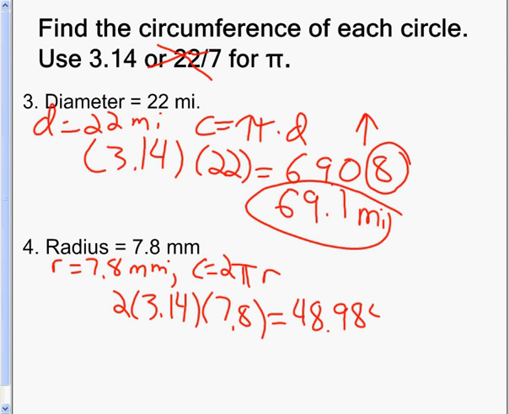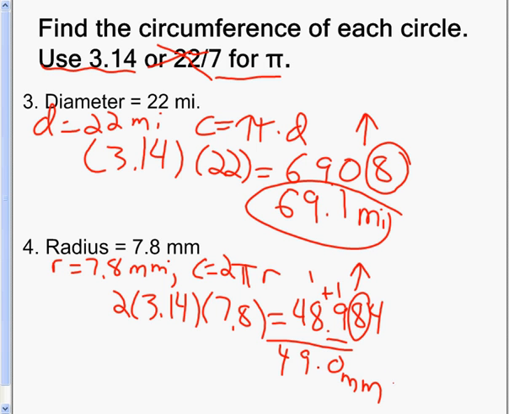It's going to get us a more exact answer. However, when the instructions say use 3.14 for pi, we want to follow the instructions. Again, rounding to the nearest tenth, 0.8 is going to round up. So this is an important one. When we round up, we add 1. So there it's going to become a 0. Carry the 1 again there. 8 plus 1 is 9. And I have 49.0 millimeters.